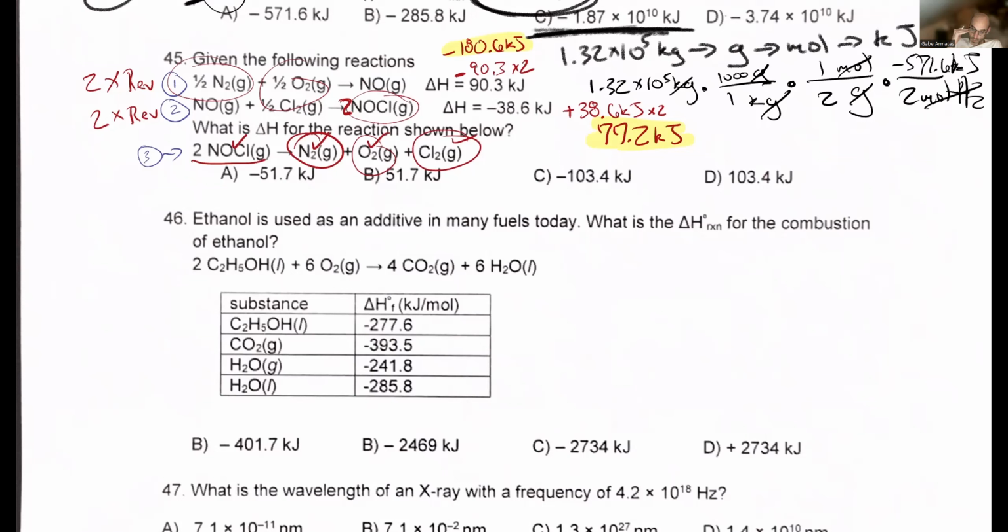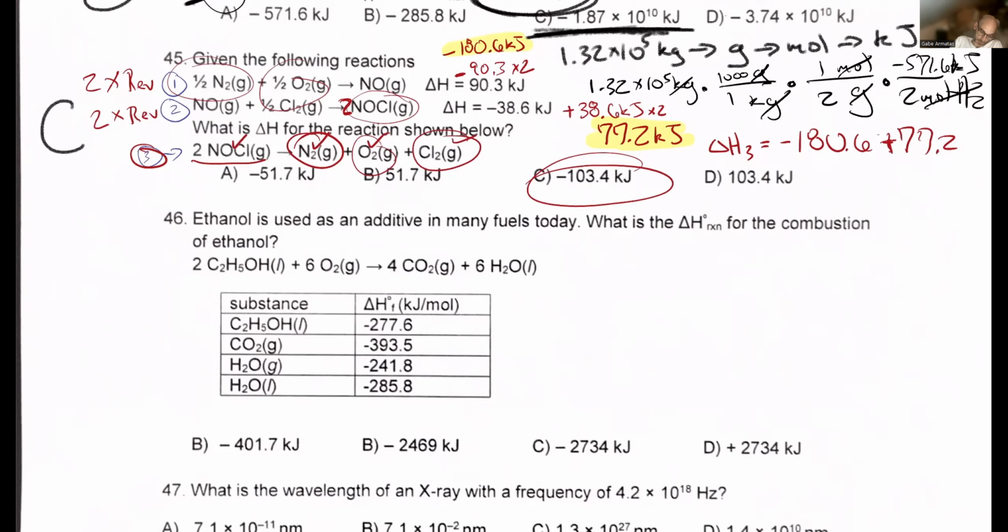Okay, so now what do we do with these two values, the negative 180 and the 77, once we get them? Well, then it's just a matter of adding those two delta H's together. So delta H3 for reaction 3 here is equal to negative 180.6 minus 77.2. That's positive, right? Or plus, there we go, plus 77.2. So you end up with negative 103.4 kilojoules. The answer for this one is C.